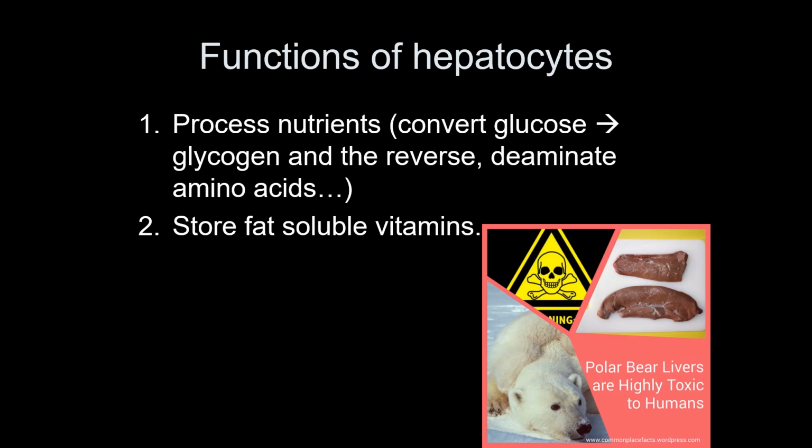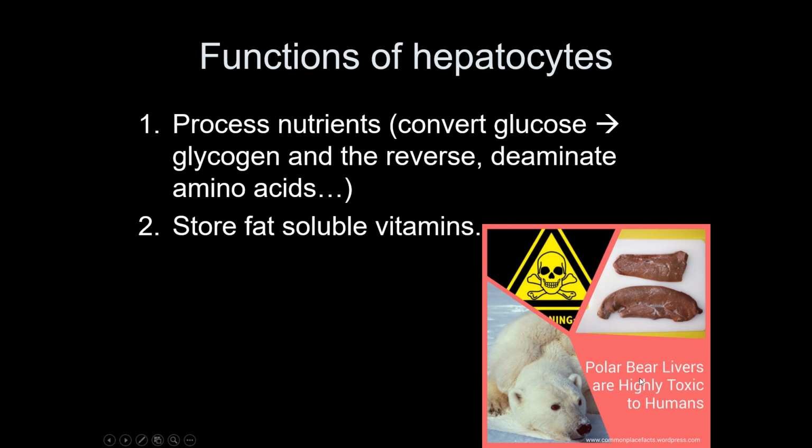All right, functions for the hepatocytes. So they process nutrients. We've talked about some of these a little bit before when we were talking about how insulin and glucagon work. We're going to talk about them again a little bit later on. We store a lot of our fat-soluble vitamins. So vitamins are classified as either water-soluble or fat-soluble. The fat-soluble vitamins are A, D, E, and K, and so we store a lot of those here.